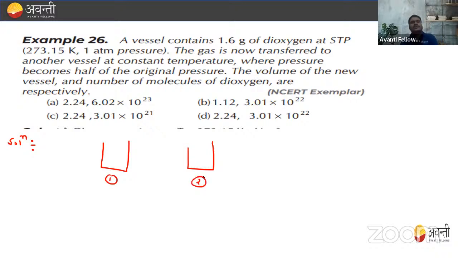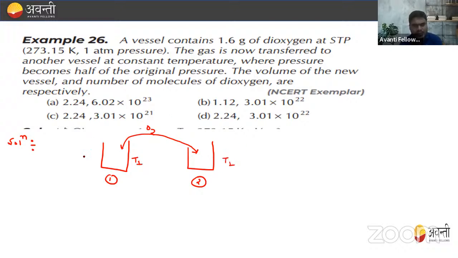Okay? So a vessel contains 1.6 gram of dioxygen at STP. This gas is now transferred to another vessel, right? So the gas is being transferred from here to another vessel, this vessel. Which gas is being transferred? Oxygen, okay? Dioxygen, O2. The gas is transferred to the other vessel at constant temperature. So the temperature remains the same, that is T1 is equal to T2.